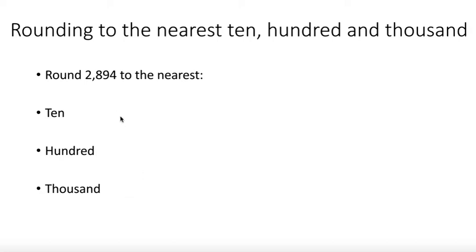Okay, if we're rounding to the nearest 10, we've got 9 tens, 4 units, so we will be rounding down. Rounding to the nearest 100, we've got 8 hundreds, 9 tens, so we would be rounding up. And if we're rounding to the nearest 1000, we've got 2000, 800s, 800 is more than 500, so we'll be rounding up. And here's our answers. 2890, 2900 and 3000. Give those a tick.